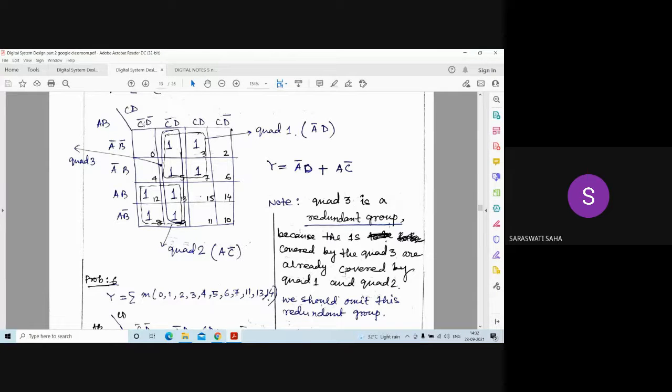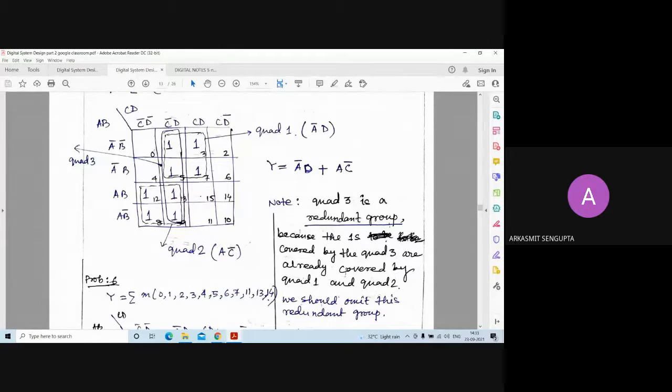And from this part, D bar gives us 1, so it will give us C bar. So what will be the output? A C bar. So quad 2 gives us A C bar. And for quad 3, it will give us C bar D only. C bar D. Is it clear?